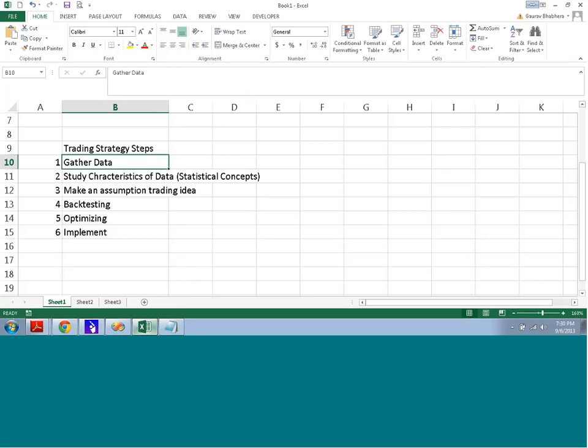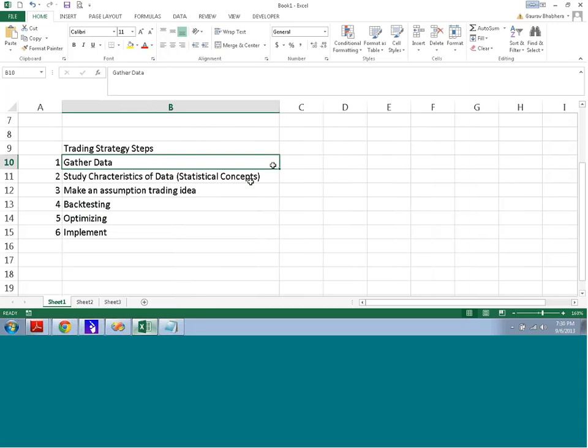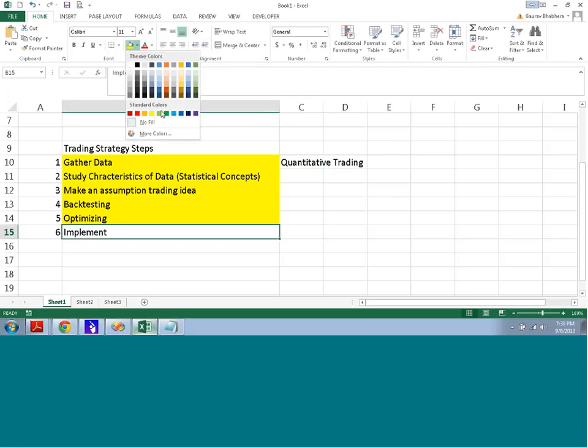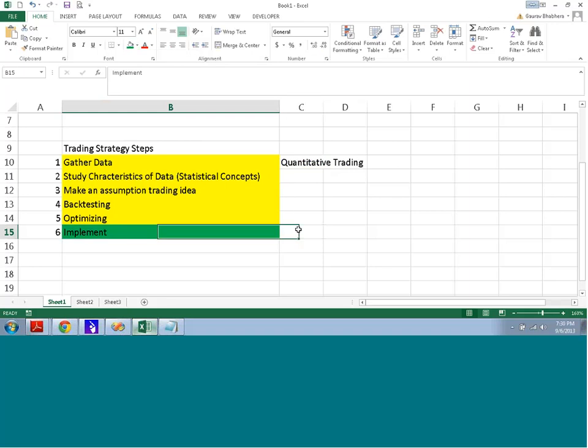So these are the trading steps. Out of these trading steps, the first 5 steps fall under quantitative trading. And the last part, the implementation part, falls under algorithmic trading.